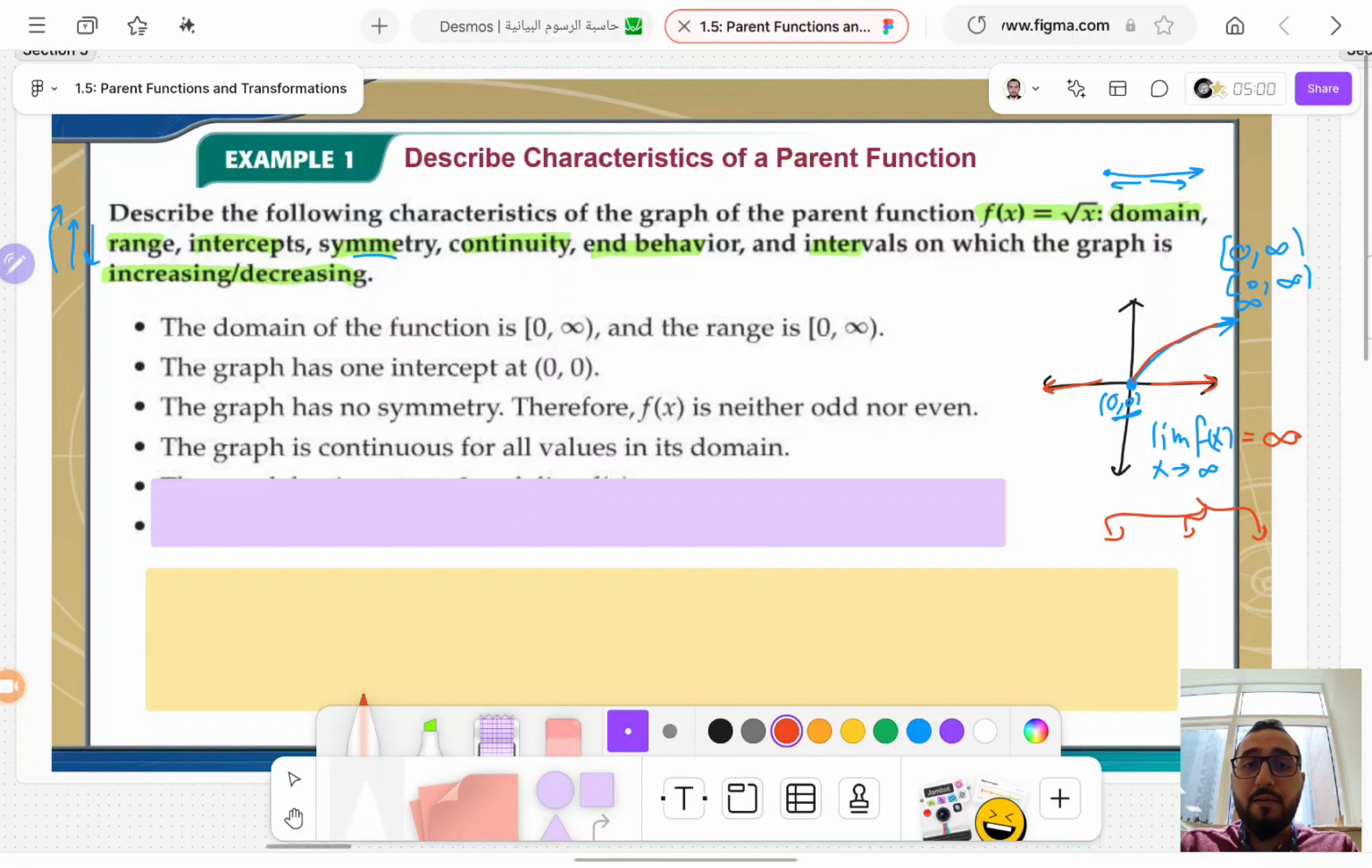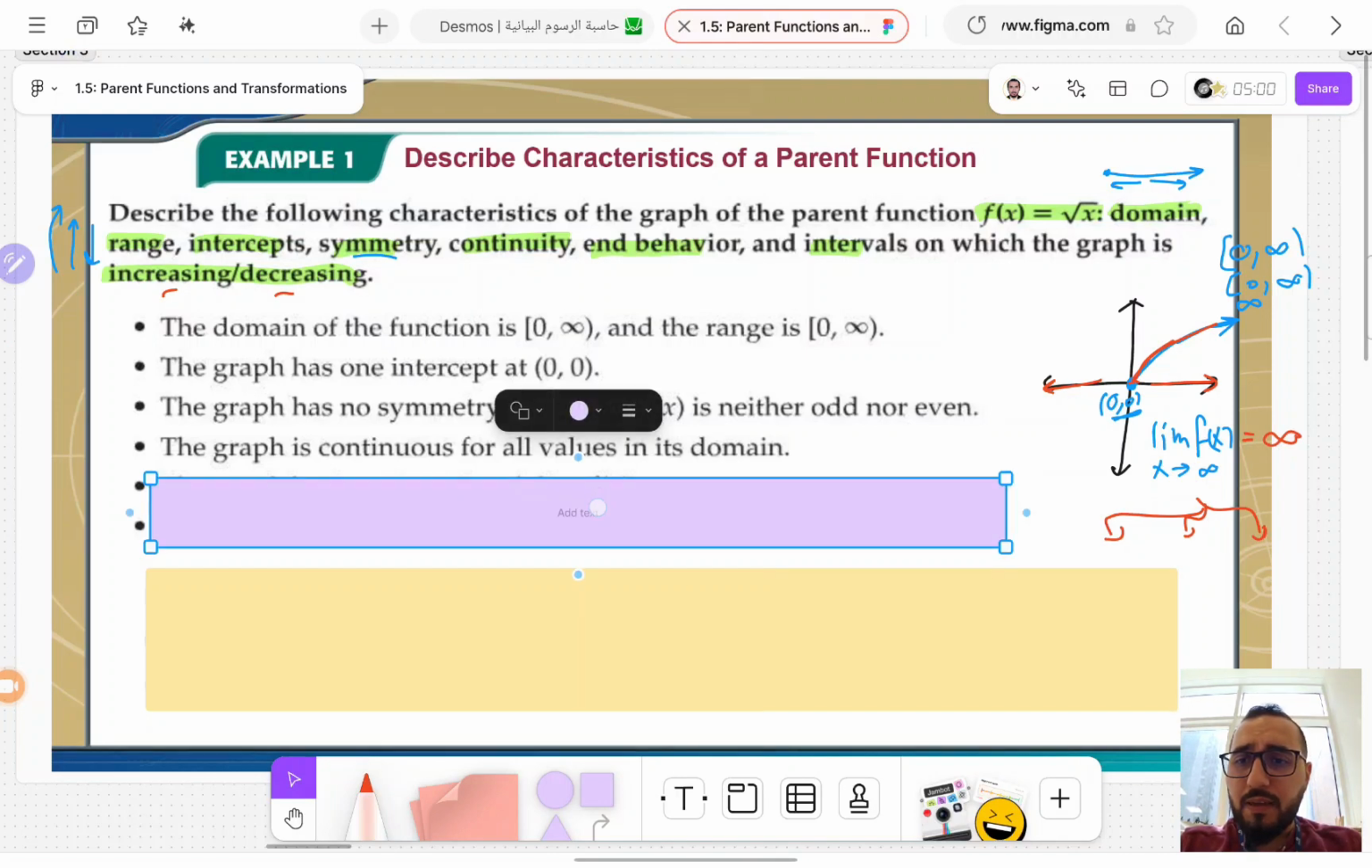Now, the last one is increasing, decreasing. For increasing and decreasing, you always start from left to right. When you start from the left, if it's going down, this term is decreasing. And when you start down and it goes up, this one is increasing. So now the graph from left to right is increasing. Do I have decreasing? No, I don't have decreasing.